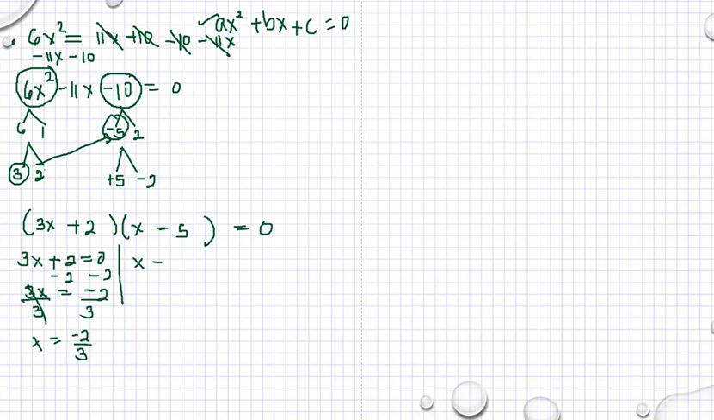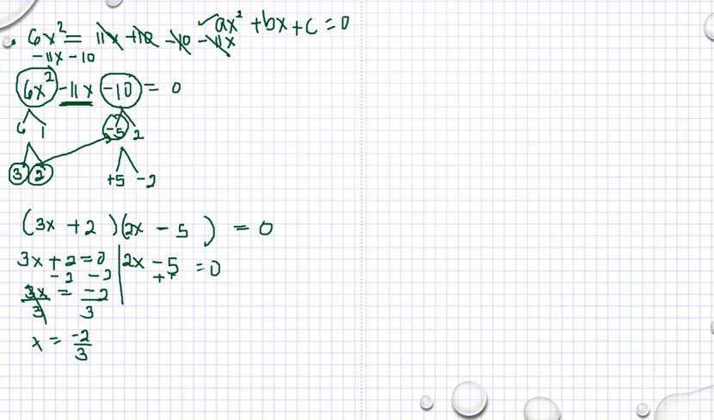Sorry, there's supposed to be a 2 there. 2x minus 5 is equal to 0. Because 2 times 2 is 4, so negative 15 plus 4 is 11. It's very important that we get the middle term there.